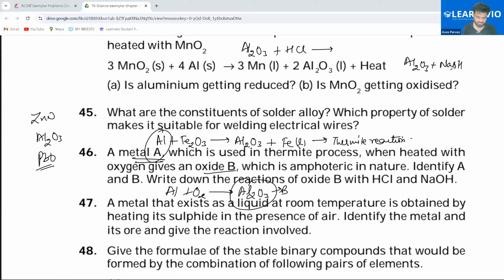With NaOH it will give NaAlO2 plus water. This is sodium aluminate. And with HCl, it will give AlCl3 plus three molecules of water. Salt plus water. Done? Yes. Done, Aisha? The reaction of Al2O3 with both NaOH and HCl? Yes, sir. Next.